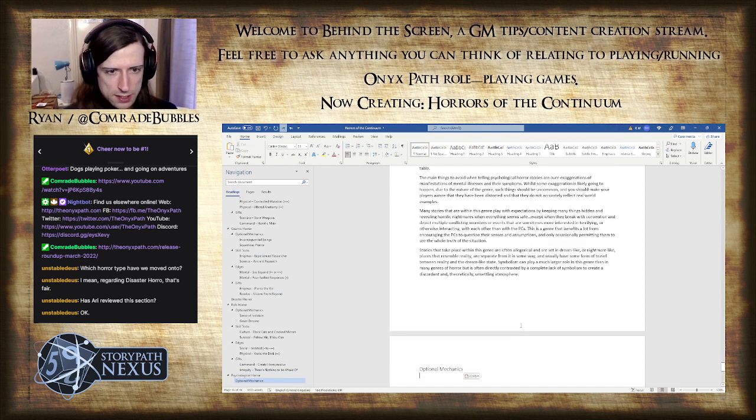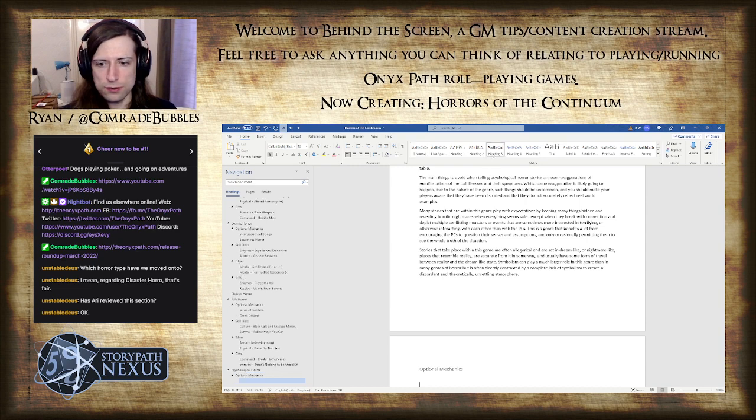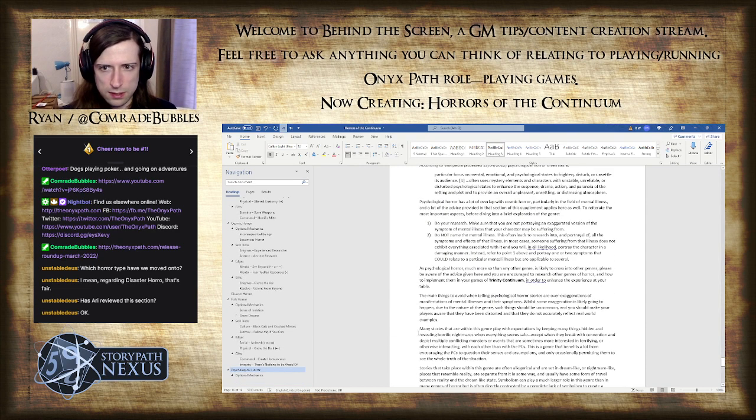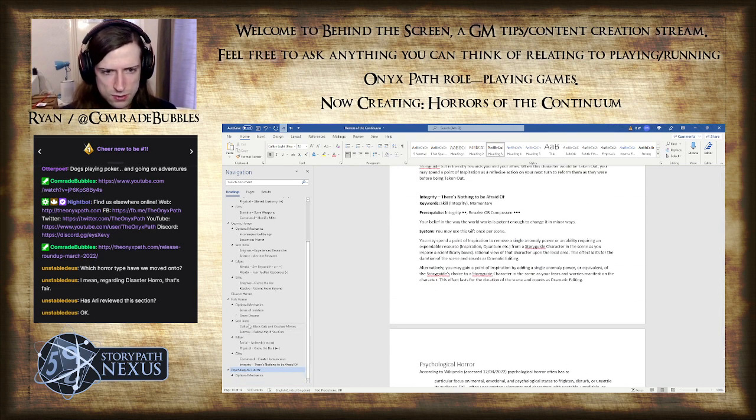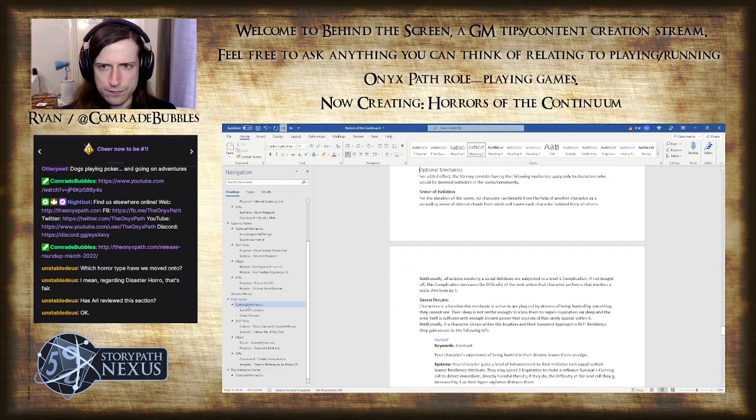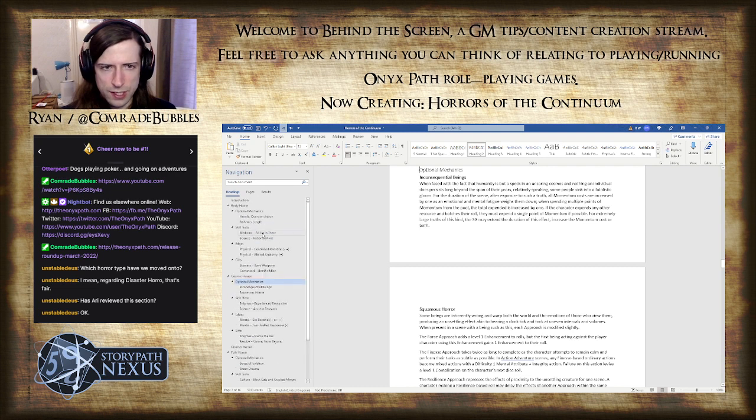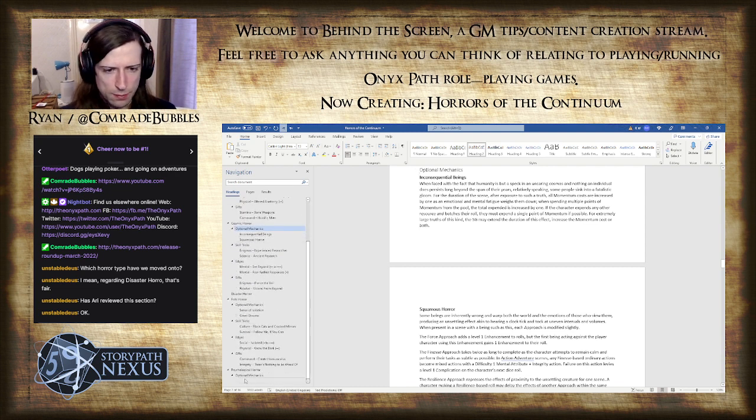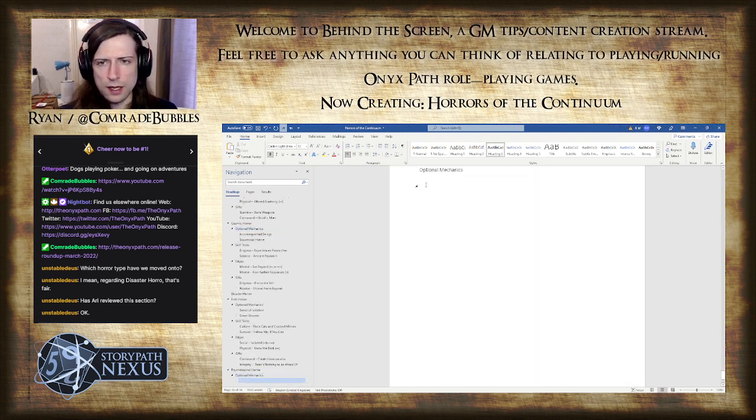So optional mechanics, and then heading 3. Do I usually have little prompts? No, not necessarily, although I may add little prompts under these headings. For now, though, heading 3 goes there, and we call this unreliable senses.